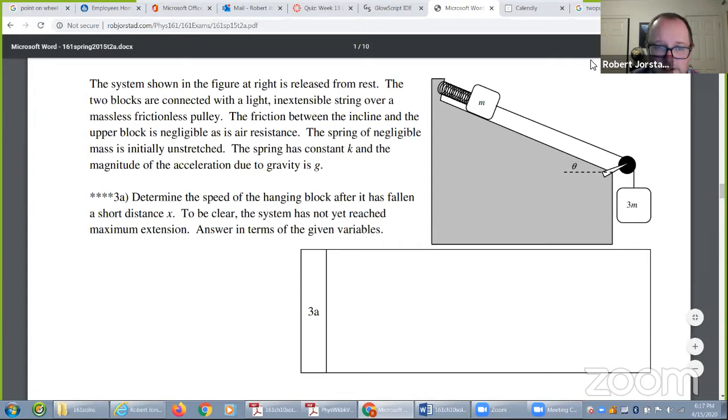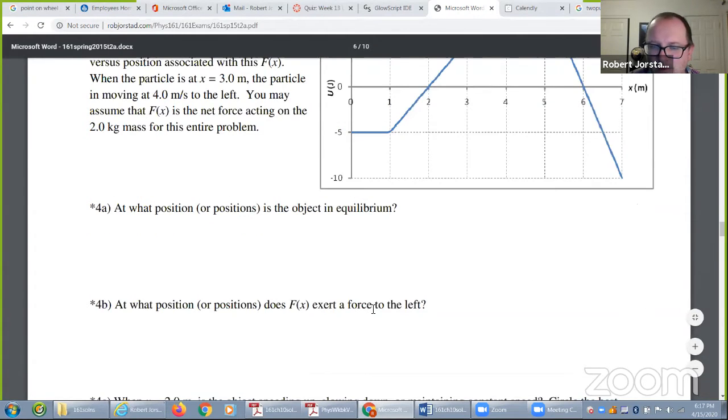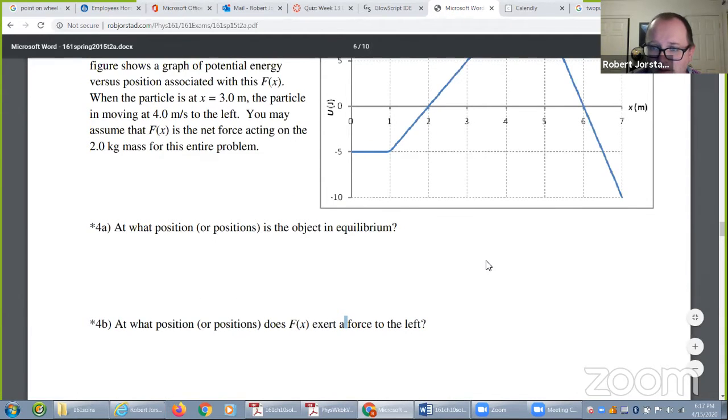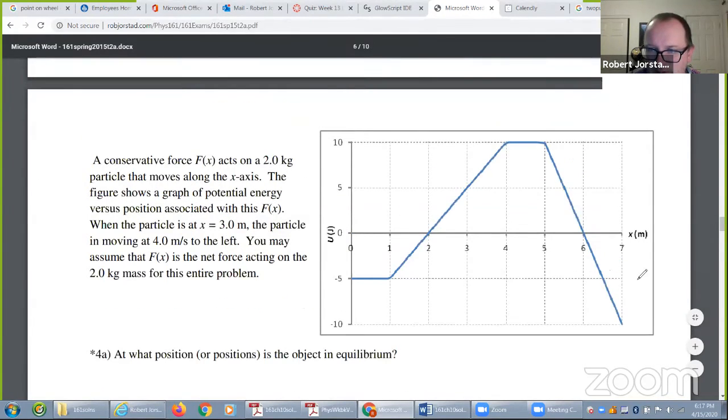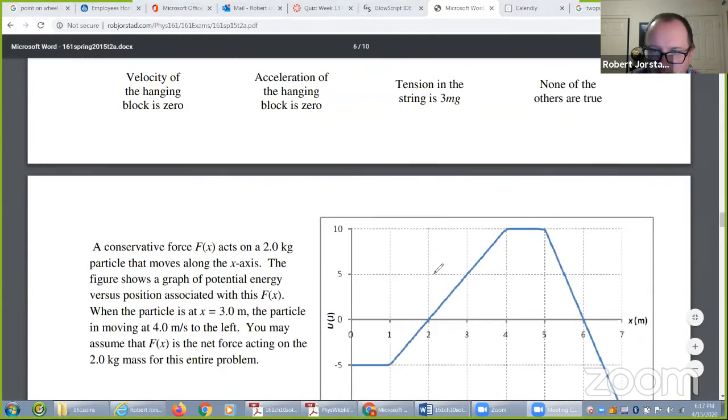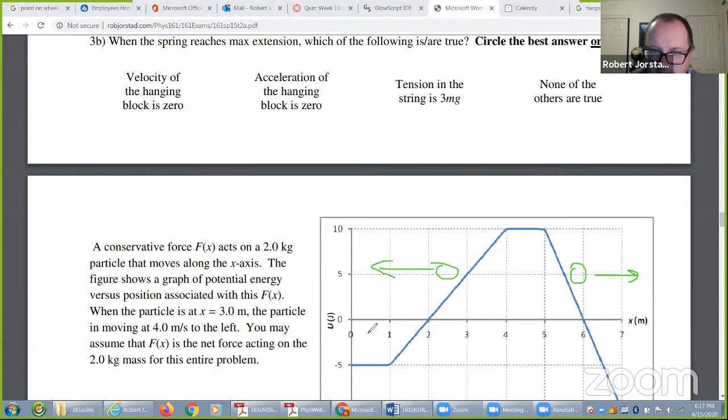All right, and I see there's some chat there. Force to the left, that's when you've got to remember, which way does a marble roll? If I put a marble over here, if I put a marble here, it's going to roll to the right. If I put a marble here, it's going to roll to the left. This is the force to the left between 1 and 4.